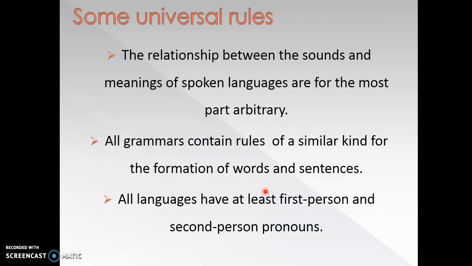The relationship between the sounds and meanings of spoken languages is for the most part arbitrary. Another design feature of languages is connected with that. All grammars contain rules of a similar kind for the formation of words and sentences. So this is what we're going to deal with, those rules, and what the differences in those rules are. And all languages have a list of third person and second person pronouns.